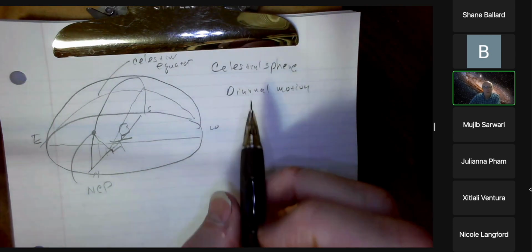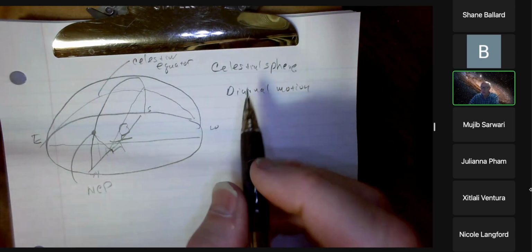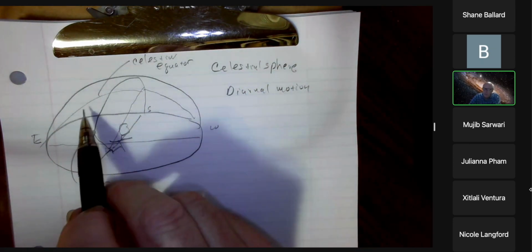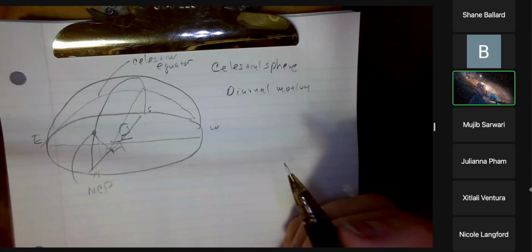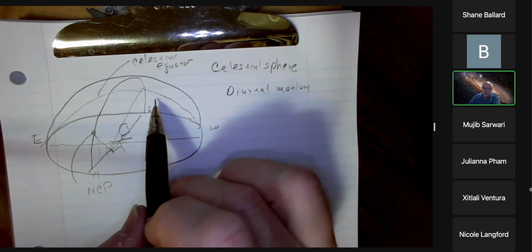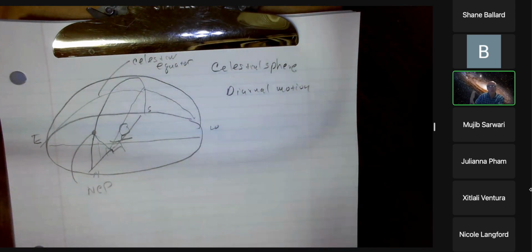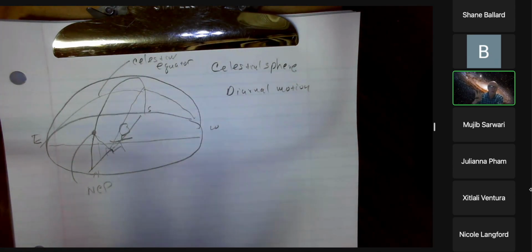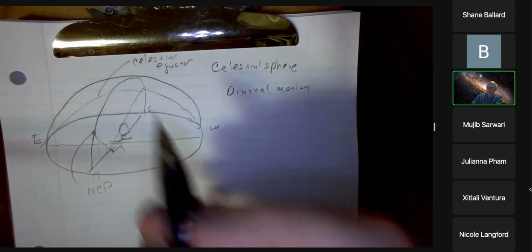You don't have to know all this terminology. I'm just doing it for background, to give you some discussion. This line here, by the way, is a projection of the Earth's equator out into space. It divides the upper half of the sky from the lower half of the sky, just like the equator divides the northern half of the planet from the southern half of the planet.